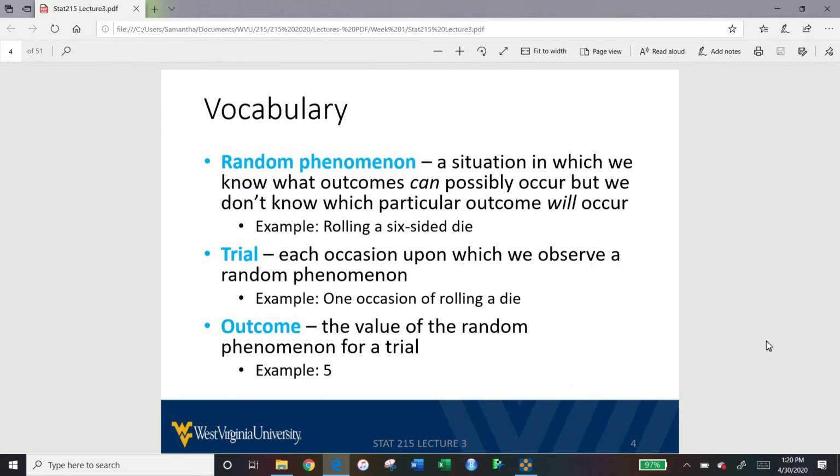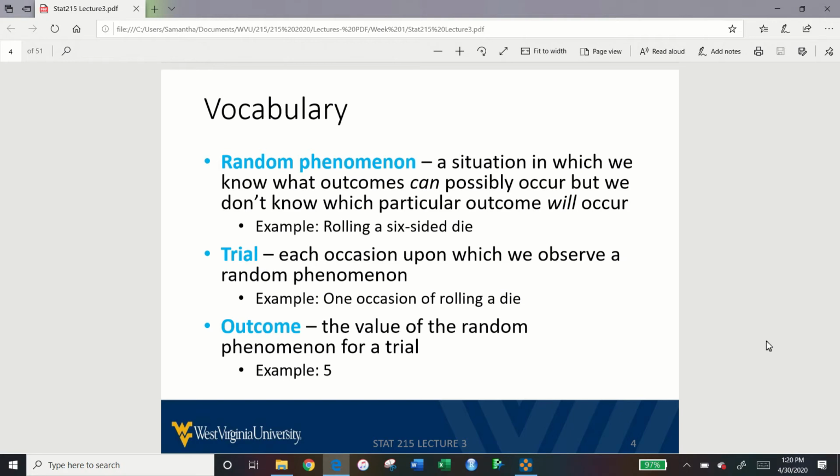Our first vocabulary term is random phenomenon. It's a situation in which we know what outcomes can possibly occur, but we don't know which particular outcome will occur. So, for example, when we roll a 6-sided die, we know that our options are 1 through 6, but we don't know before we roll which of those 6 sides is going to land face up. Same thing if you have a deck of cards and you're drawing a card at random. You know what the possibilities are, but you don't know what specific card you're going to select.